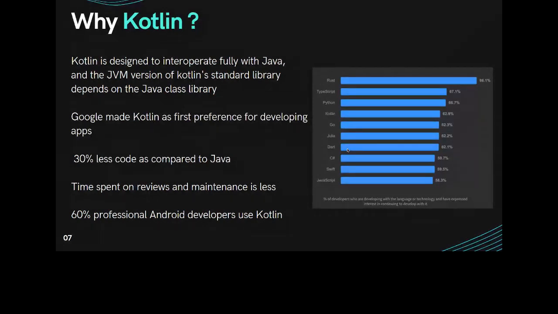Basically, the architecture of Kotlin is very similar to Java. So Java classes and other things work hand in hand in Kotlin projects. Java has a very large codebase and large predefined libraries which can easily be used in Kotlin projects also. And Google made Kotlin their first preference for developing apps. And as Google made this a first preference, more than 60% of Android developers used Kotlin.